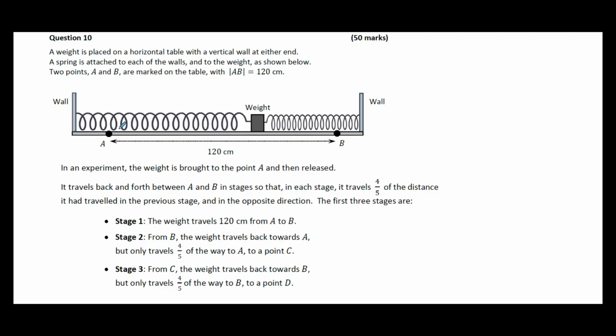So we take that weight and we bring it here, and then release it. So we can understand if it is brought here, then it will go in this direction. It travels back and forth between A and B in stages, so that in each stage it travels 4/5 of the distance it had traveled in the previous stage, and in the opposite direction. The first 3 stages are.